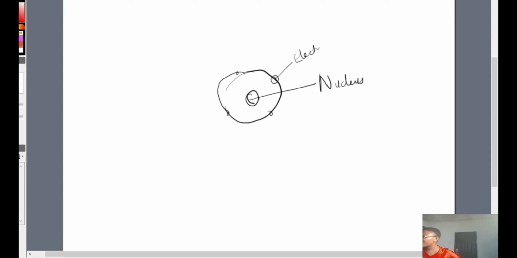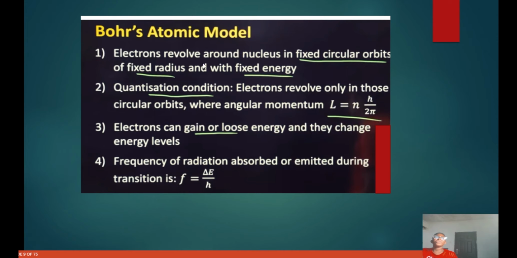And it's not as if they are just moving. They are moving in a quantized manner. So he said electrons revolve around the nucleus in fixed circular orbits of fixed radius and with fixed energy, not just anyhow. Again, the quantization condition: electrons revolve only in those circular orbits where angular momentum is equal to this value, and this n is just the shell number. Let's go to our board.